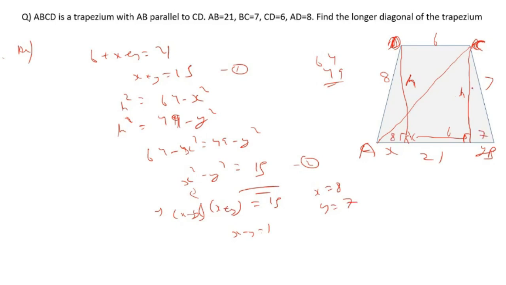So in this triangle, we need to find out AC, right? In this triangle, what is this side? This side is 6 plus 8. So one side is 14.